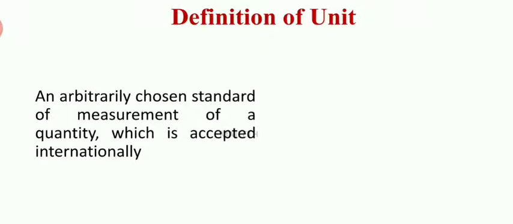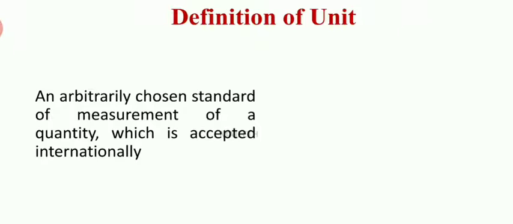So a unit is nothing but an arbitrarily chosen standard of measurement of a quantity. This is chosen arbitrarily. There is no fixed rule, but once they fix it, that becomes the rule, right? Arbitrarily means randomly, without any proper procedure. So after they choose it, it becomes the standard.